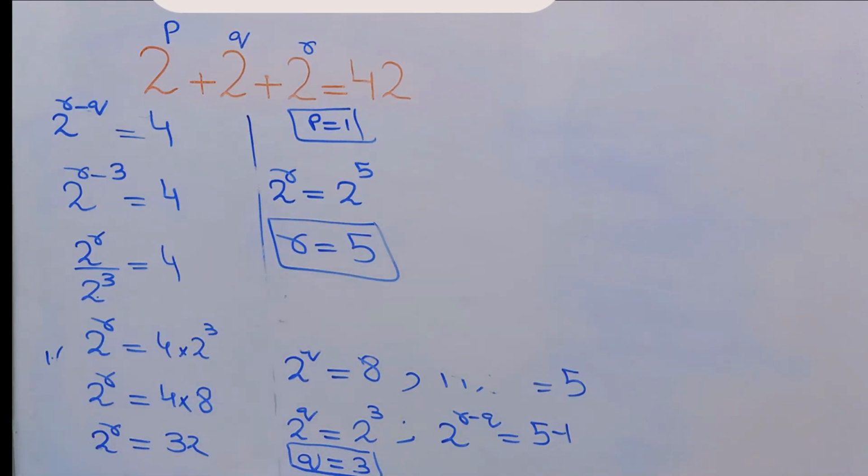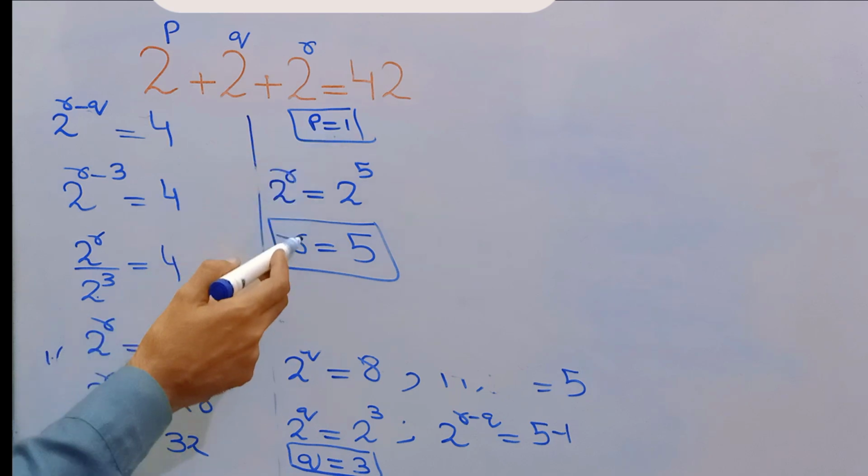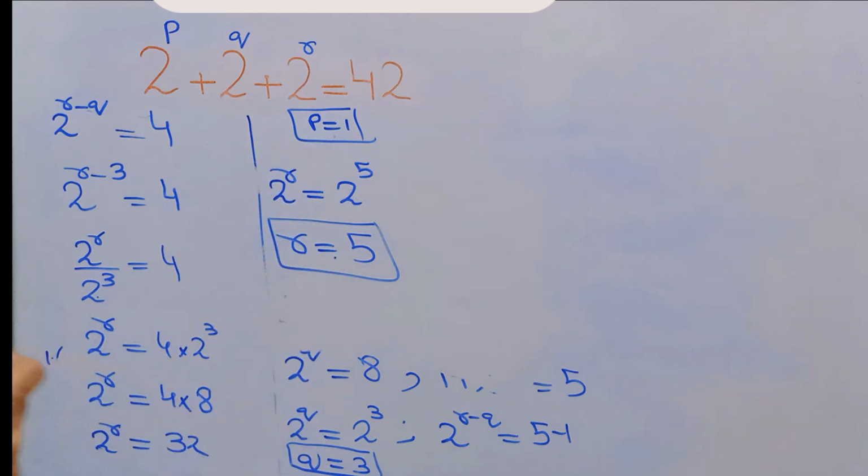This is the exact value: p is equal to 1 and r is equal to 5 and q is equal to 3.